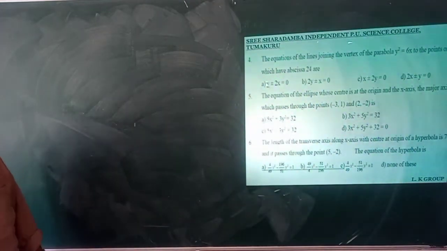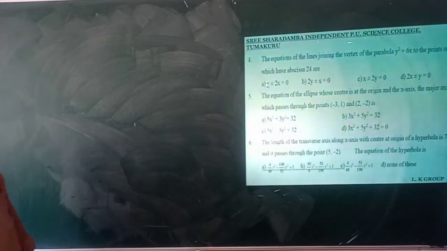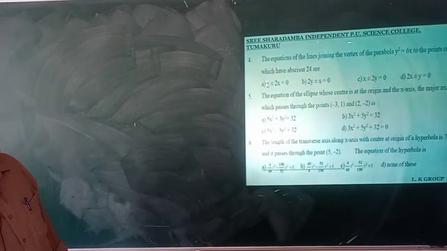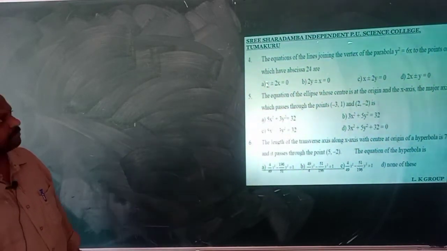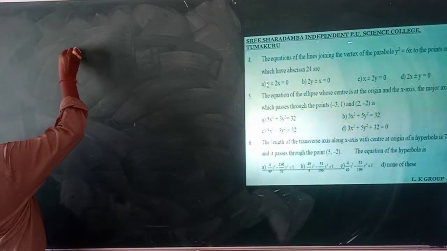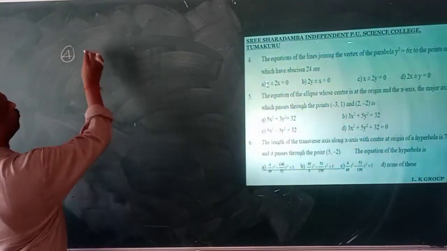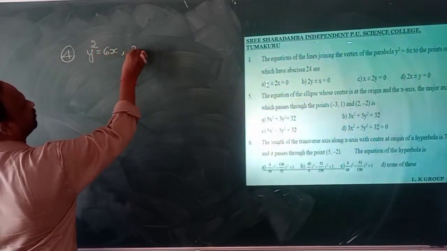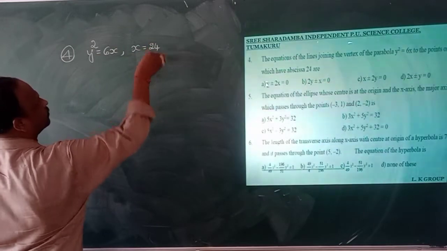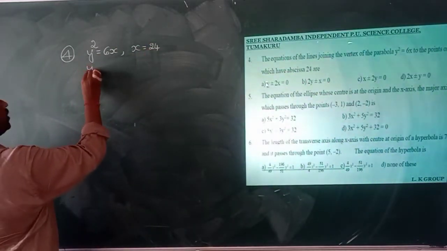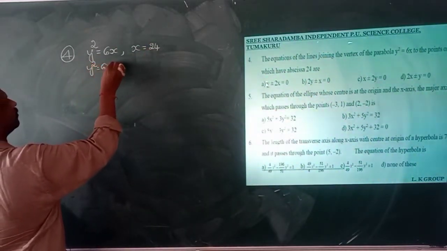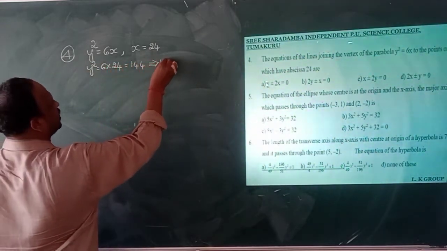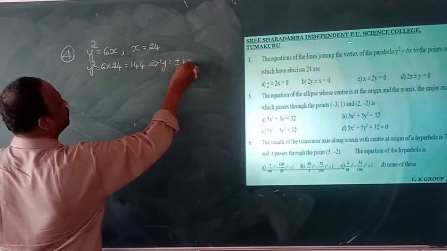Coming to the next question: the equations of the lines joining the vertex of the parabola y square is equal to 6x to the points on it. Fourth one, y square is equal to 6x. They have given abscissa as 24. Substitute 24 here, 144. So y will be plus or minus 12.